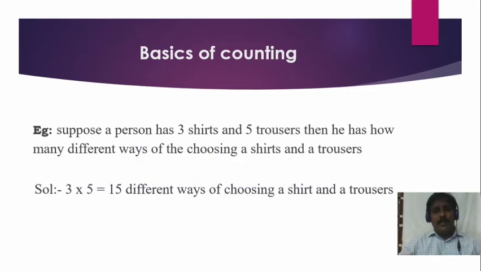Suppose a person has 3 shirts and 5 trousers. In how many different ways can he choose a shirt and a trouser? So this is the problem. By using the product rule, simply we can say 3 into 5, that is equal to 15 different ways. So he can choose a shirt and a trouser in 15 different ways. By the help of the product rule, easily we can solve these problems.